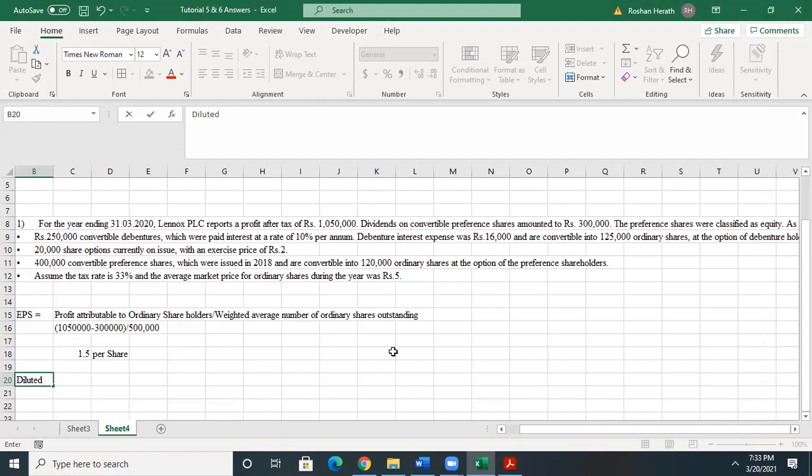Diluted earnings per share. When you come to dilution, as the term suggests, there is a dilution in the earnings per share. Therefore, you need to consider the potential ordinary shares and their impact, and thereby look at the effect that it has on the existing EPS.